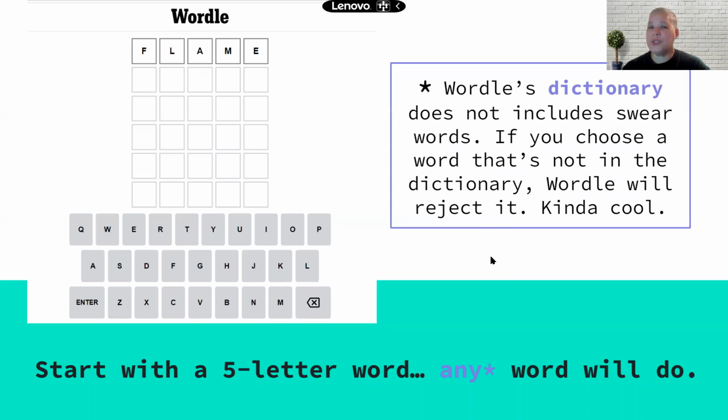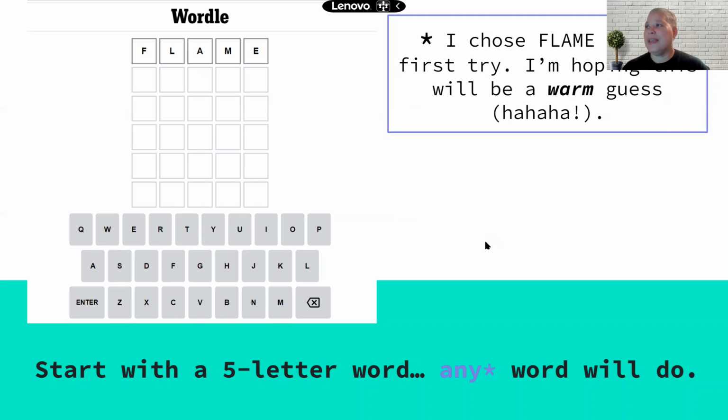Please note that Wordle's dictionary does not include swear words. Of course, if you choose a word that's not in the Wordle dictionary, that's not a real word, or it is a swear word, or otherwise just not in the dictionary, Wordle will reject it. And that's kind of cool because you don't waste your time on words that aren't real words. You don't lose a turn because you chose a word that's not really a word. Okay. So I chose FLAME for my first try.